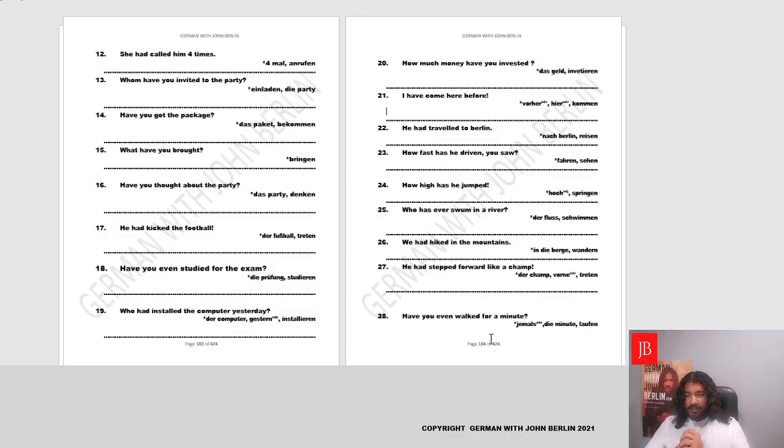Okay, welcome back. So this is yet another part of the perfect sentences, and this time around we'll be concentrating mostly upon verbs which have movement, fundamental movement or change in state. Let's find out. I have come here before. To come is of course movement, yes?